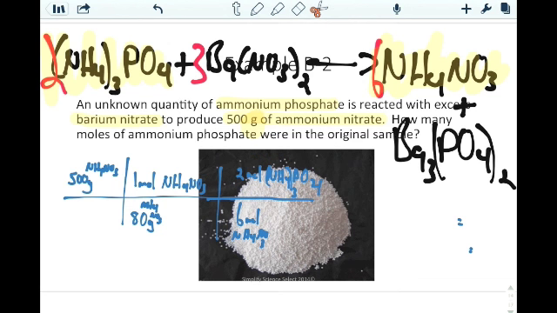We just go ahead and multiply it out, which is 500 times our 2, all divided by 80 times 6, which should give us right around 2.08, and that would be moles of our ammonium phosphate.